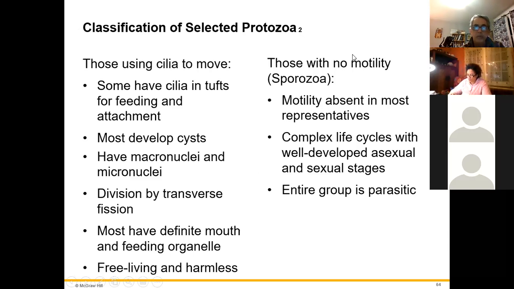Those with no motility. So remember, we had our 4 groups: cilia, flagella, and the pseudopods, and then the group that has no motility. Motility is absent in most of these sporozoa. They have complex life cycles with well-developed asexual and sexual stages. This entire group is parasitic.